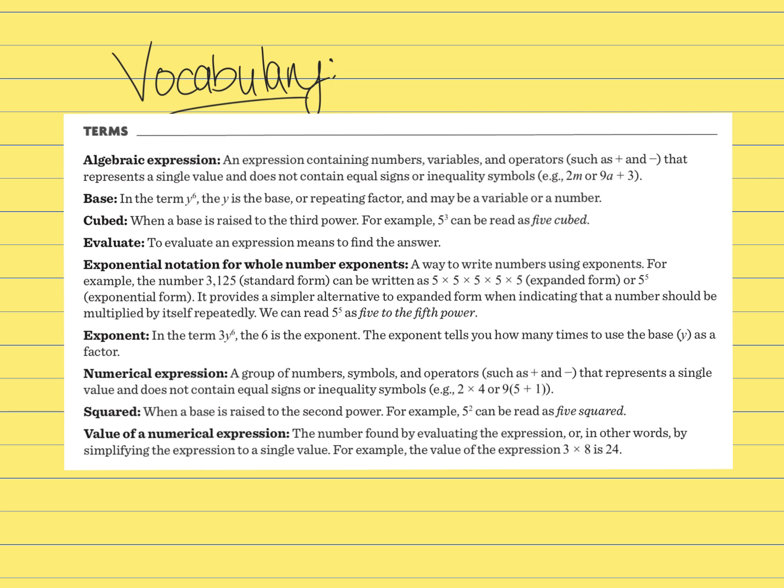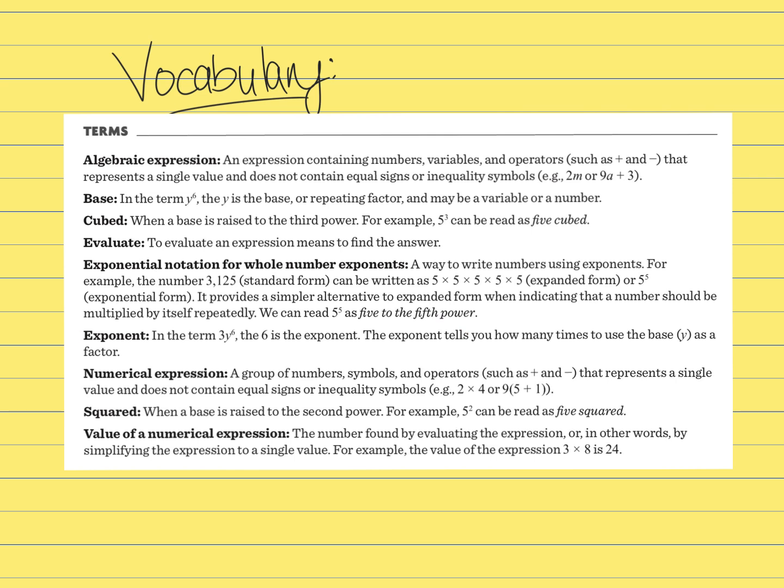Evaluate. To evaluate an expression means that you find the answer. Exponential notation for whole number exponents is a way to write numbers using exponents. For example, the number 3,125, which is written in standard form, can be written as 5 times 5 times 5 times 5 times 5, which is expanded form, or we can write it as 5 to the 5th power, which is exponential form. It provides a simpler alternative to expanded form when indicating that a number should be multiplied by itself repeatedly. We can read 5 to the 5th power as 5 to the 5th power.